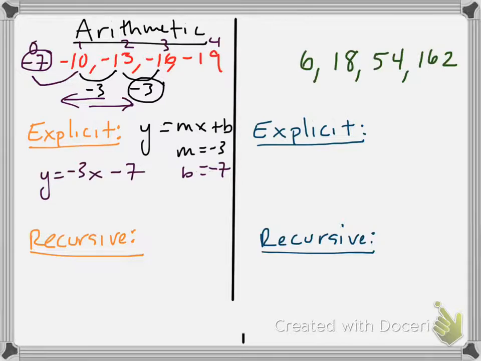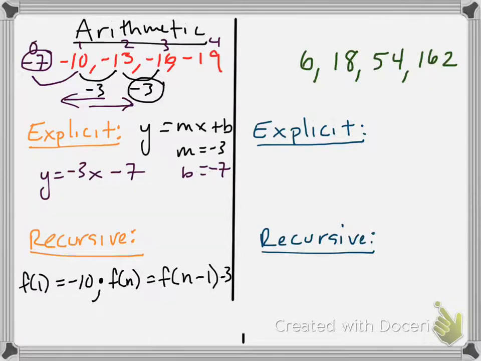Now at the bottom, we have to write the recursive formula, which is not that difficult as long as you've memorized the formula. You have to identify the first term. So the first term here is -10, not the 0 term, but the first term. And then you have to write the standard recursive form, which is f of n equals f of n minus 1, and then our slope, which is -3.